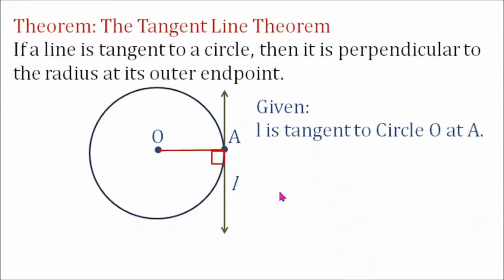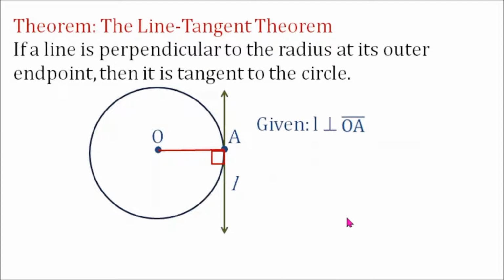PQR. We have three theorems in this lesson. The first one is the Tangent Line Theorem. It states that if a line is tangent to a circle, then it is perpendicular to the radius at its outer endpoint. Line L is tangent to circle O at point A. So this means line L is perpendicular to line segment OA.